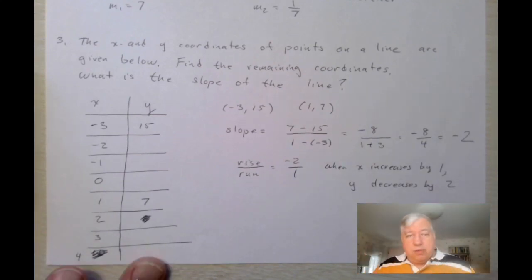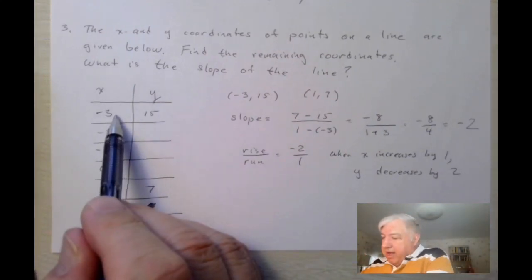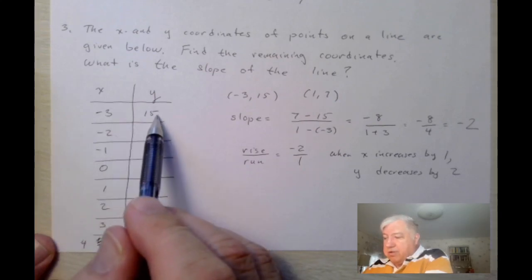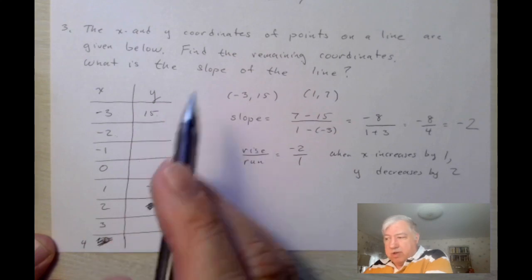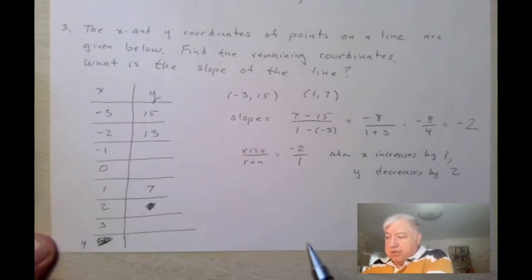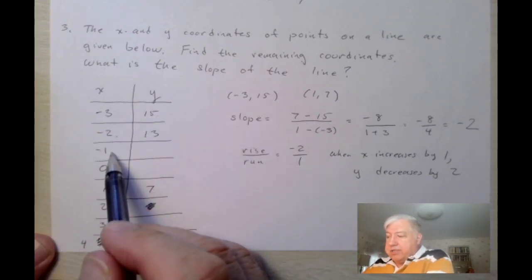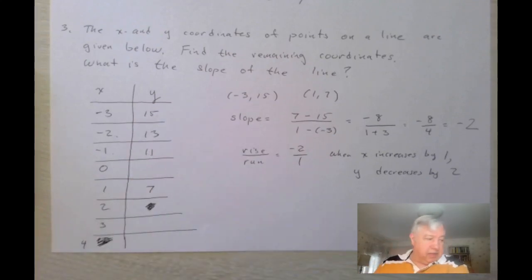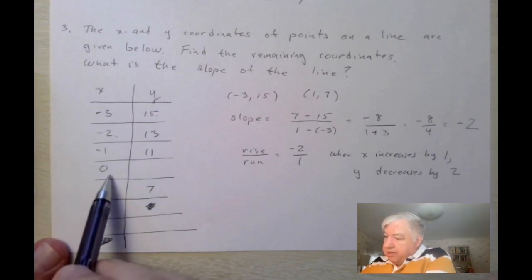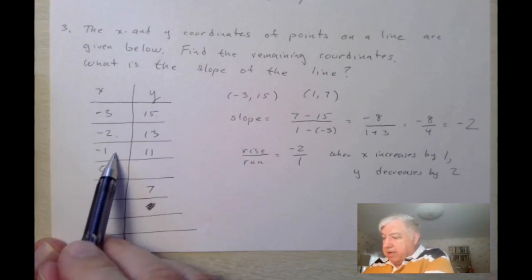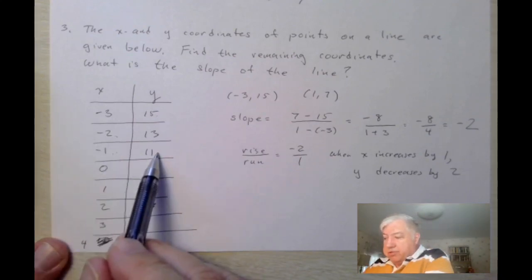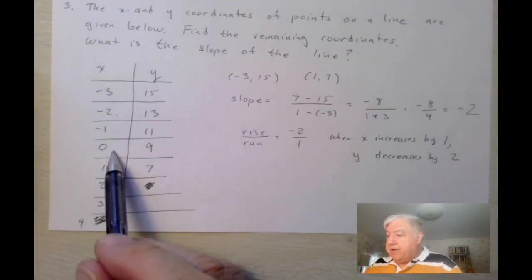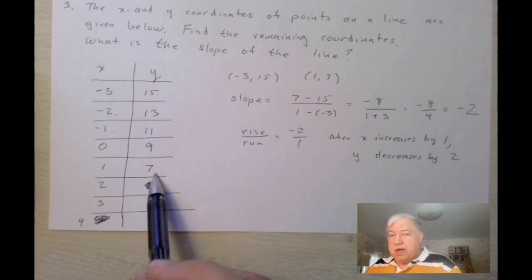Okay. So here, when x goes from negative 3 to negative 2, x is increasing by 1, so this 15 should go down by 2, so this would be 13. Here we go, x increases by 1, this 13 goes down by 2, so that's 11. When x is 0, here again, x increases by 1, 11 should decrease by 2, so that would be 9. Then sure enough, here x increases by 1, 9 goes down by 2, that's 7.